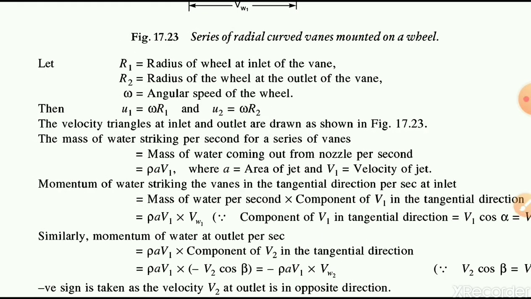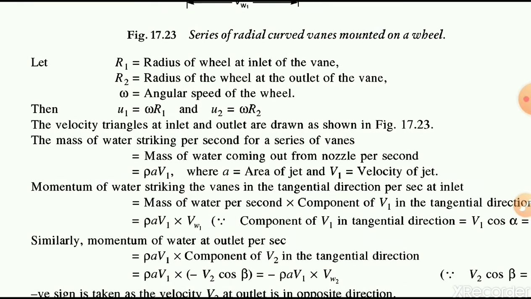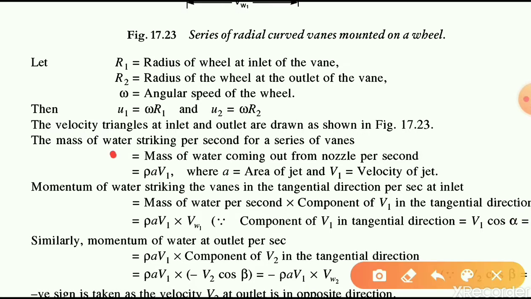So we know that the mass of water striking per second on this series of vanes is the mass of water coming out of the nozzle per second. What is the mass coming out of the nozzle? It is equal to rho multiplied by A multiplied by V1, where A is the area of the jet and V1 is the velocity of the jet.